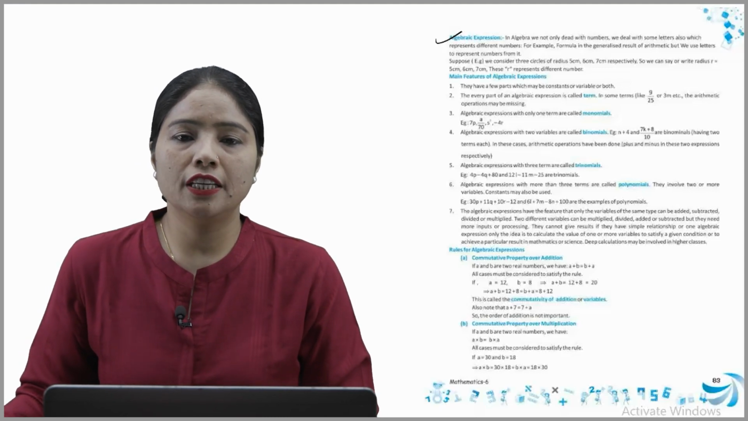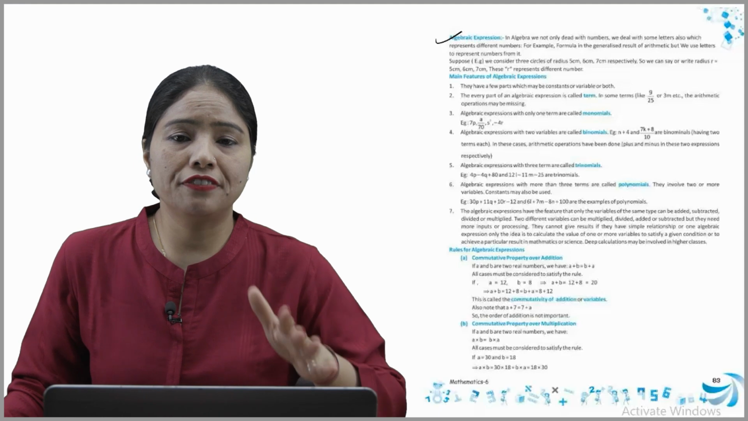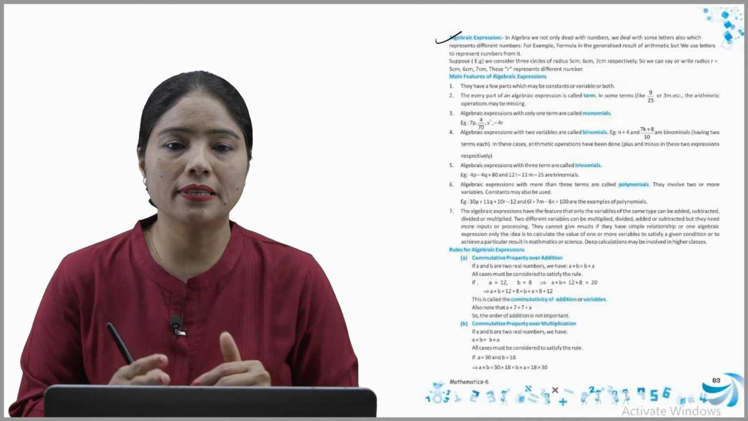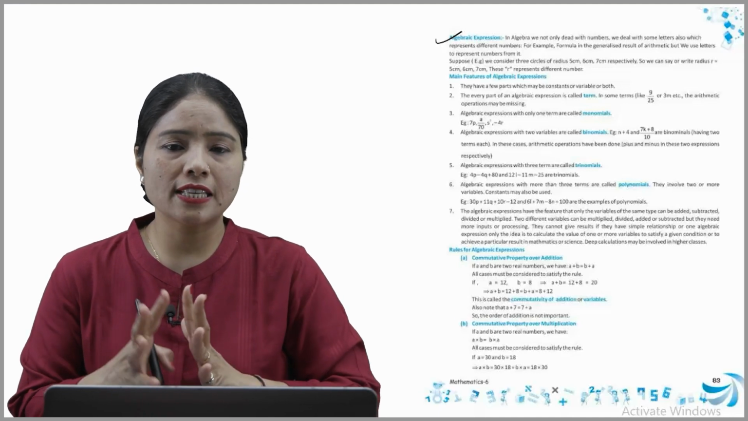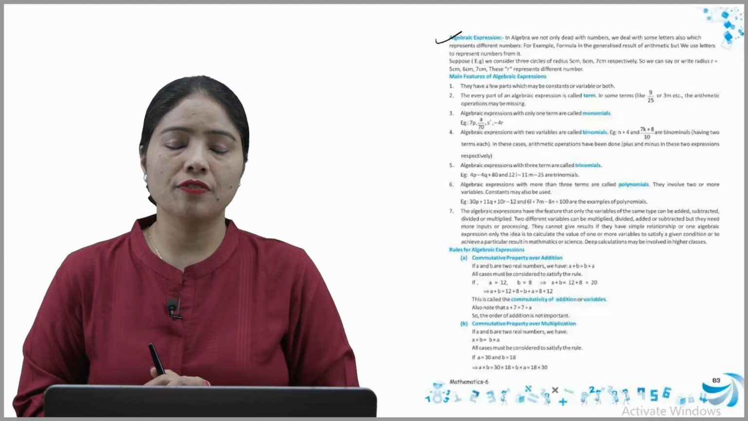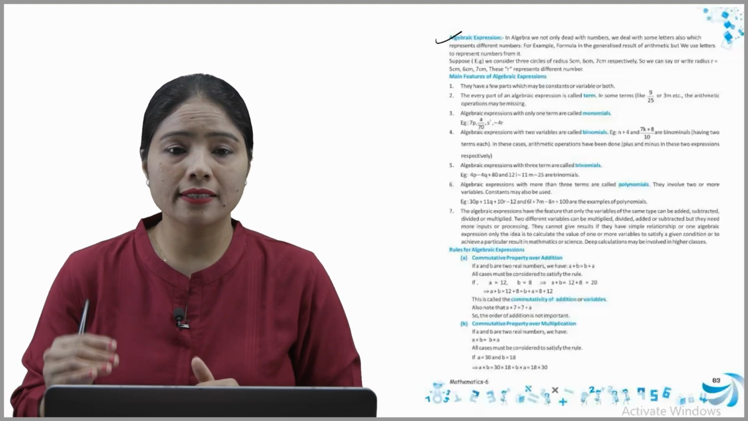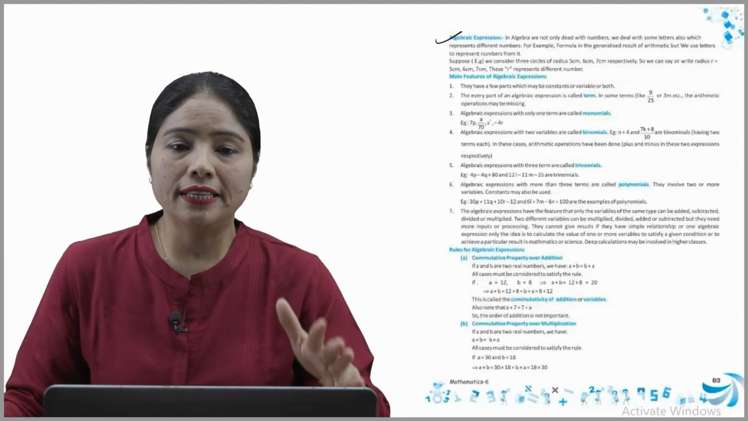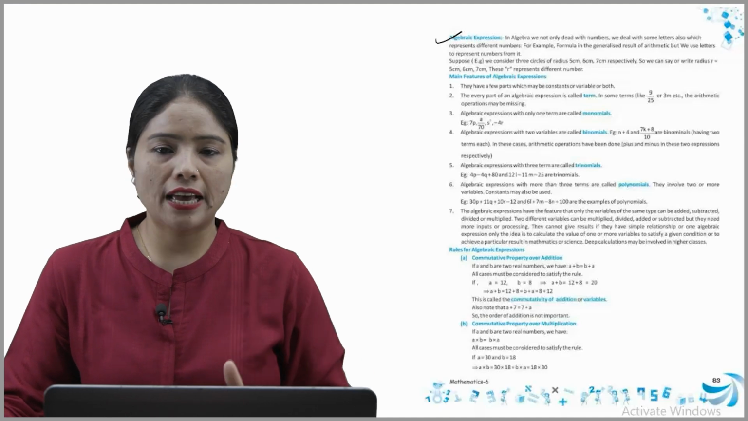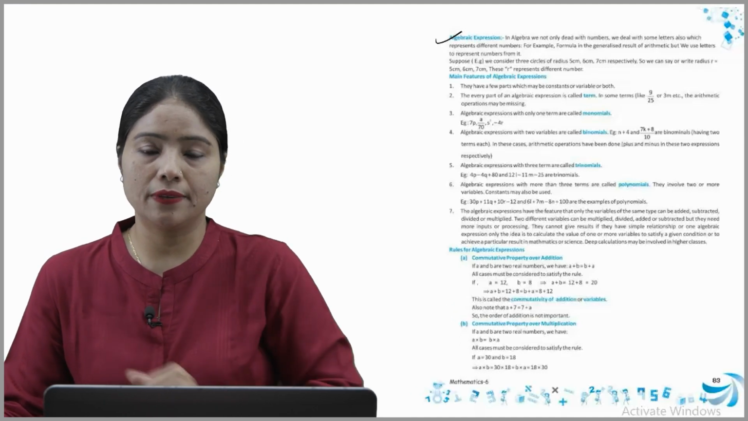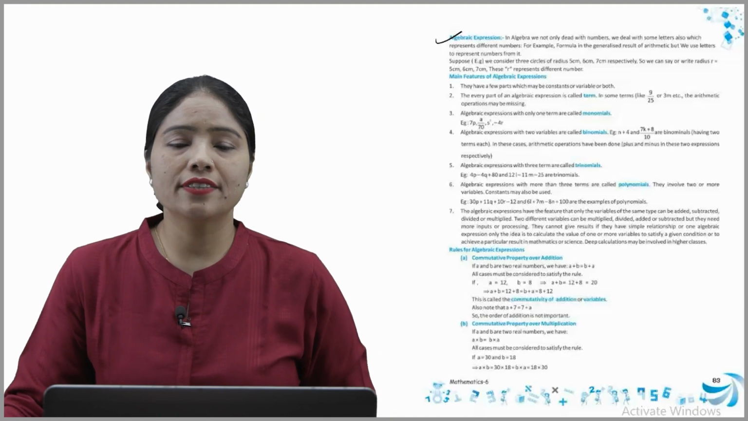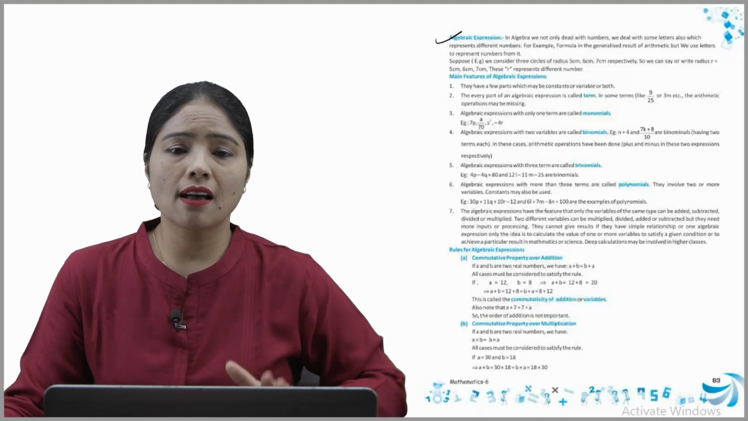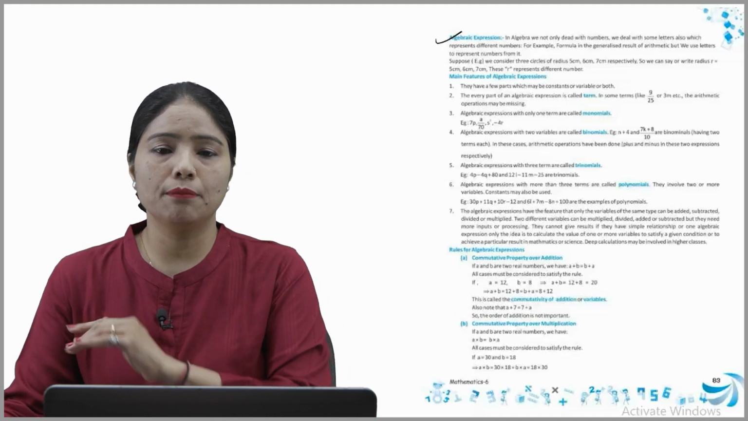In algebra, we not only deal with numbers, we deal with some letters also which represent different numbers. For example, formulas in the generalized results of arithmetic use letters to represent numbers. Suppose we consider 3 circles of radius 5 centimeters, 6, 7 respectively. So we can write the radius as 5 centimeter, 6 and 7 centimeter. These represent different numbers.